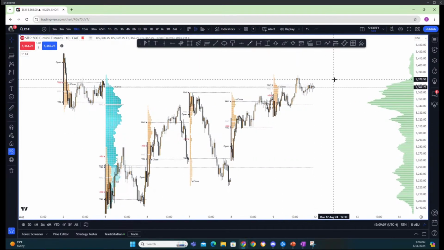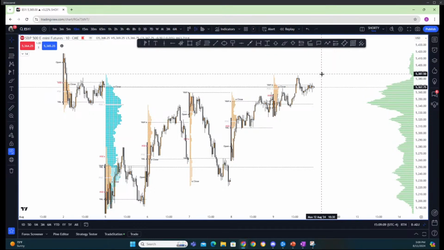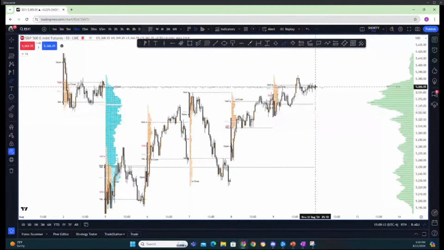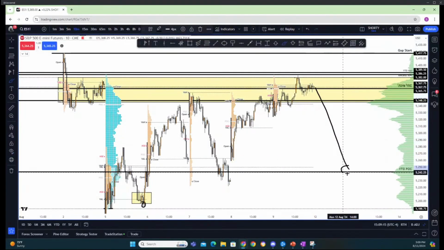So if we go above and fail here, I would be targeting something like this, right? If they lose this 53.41 level here, why do you guys think that would play a role at all?